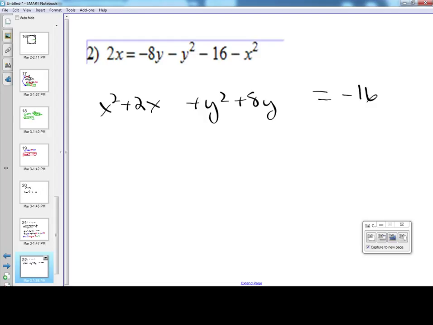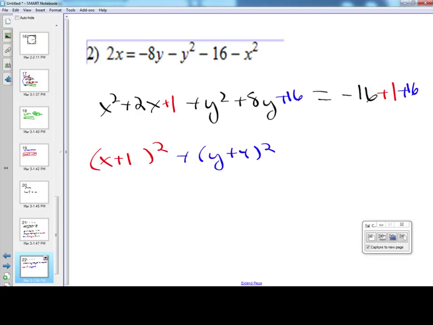Okay, let's start with the x's. This will be x plus 1. The extra is a 1, so I'm going to add 1 over here as well. Plus y plus 4 quantity squared, because that's the square root of y and then half of 8. That adds 16. Therefore, this is going to be equal to 1.